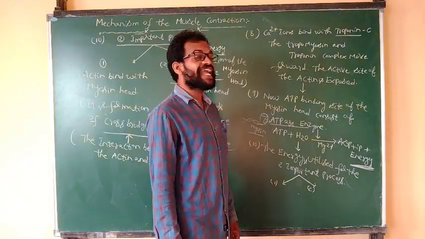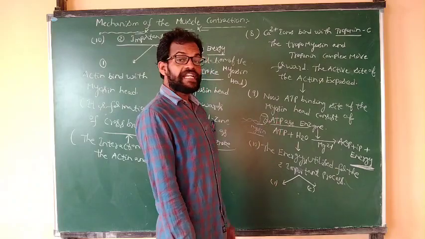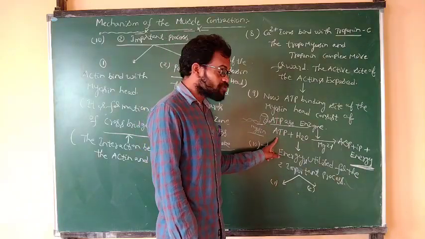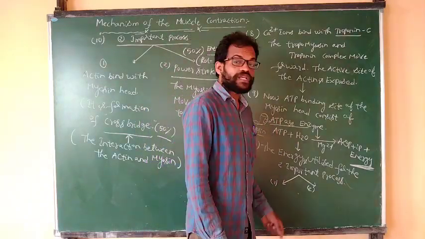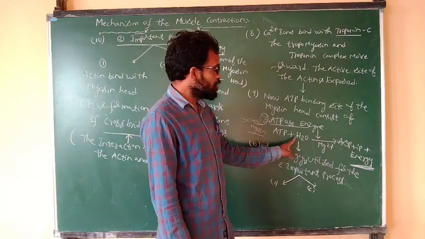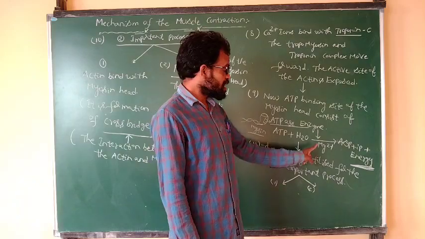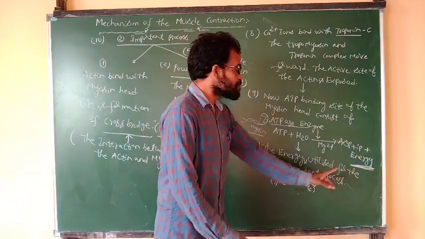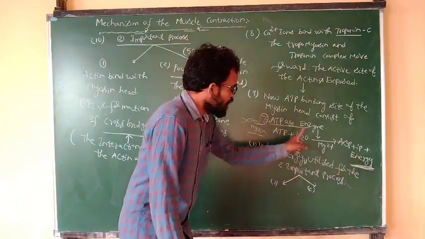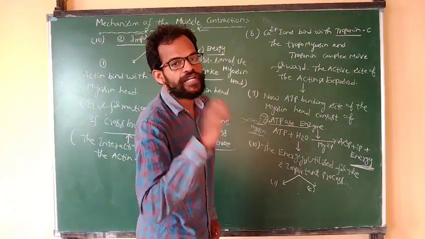The ATP binding site of the myosin consists of the ATPase enzyme. This ATPase enzyme makes the ATP react with a water molecule. It is converted into ADP plus inorganic phosphate plus energy. In the presence of magnesium ions, this energy is utilized for two important processes.